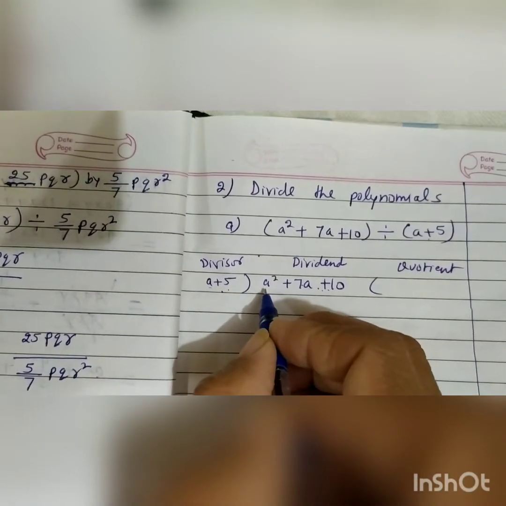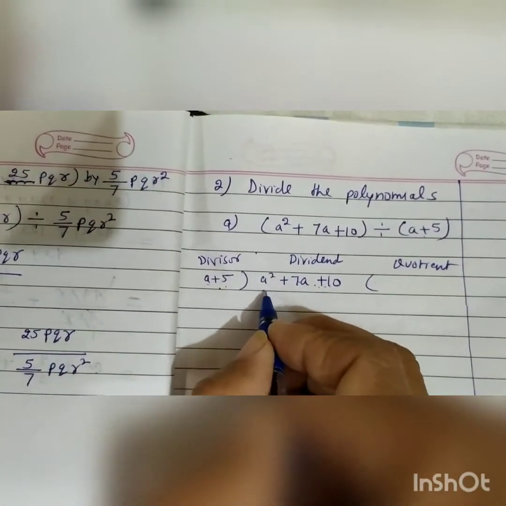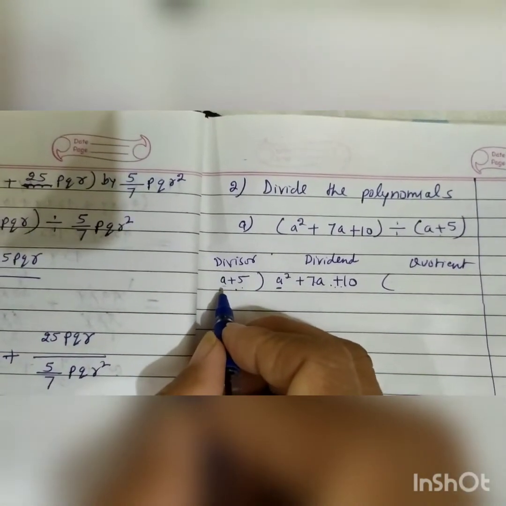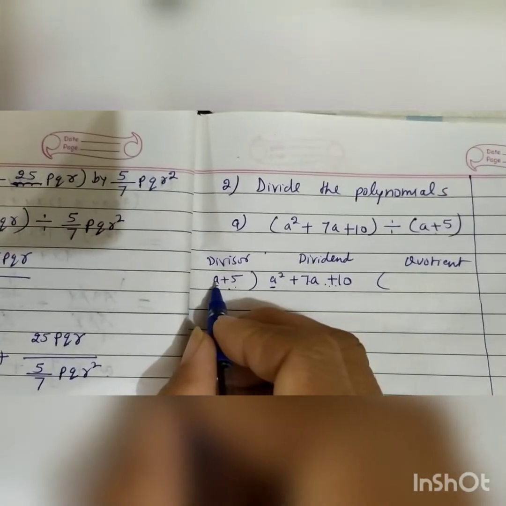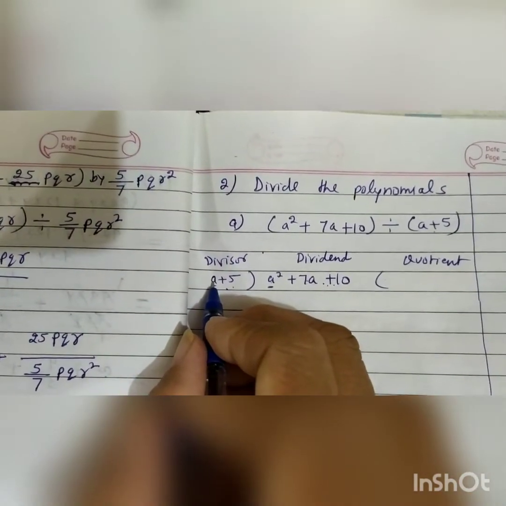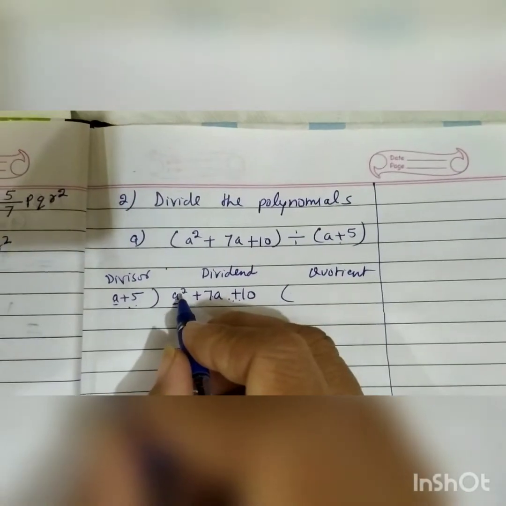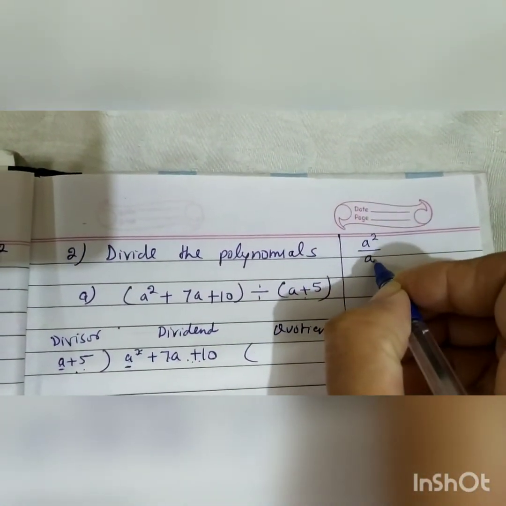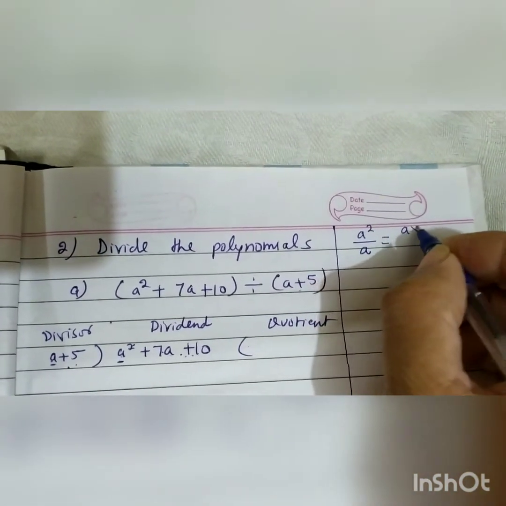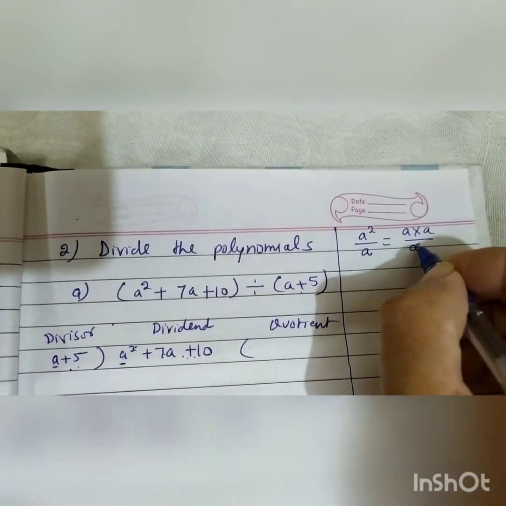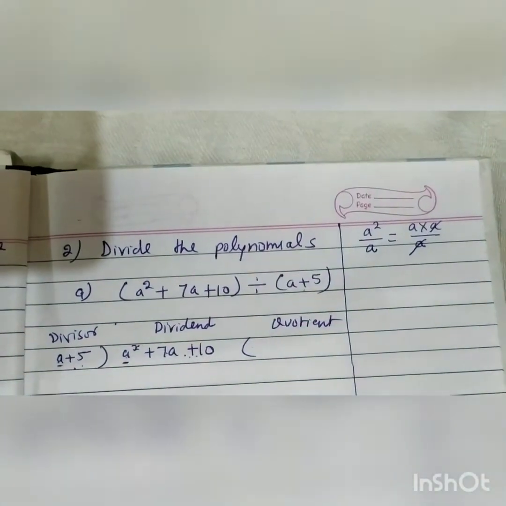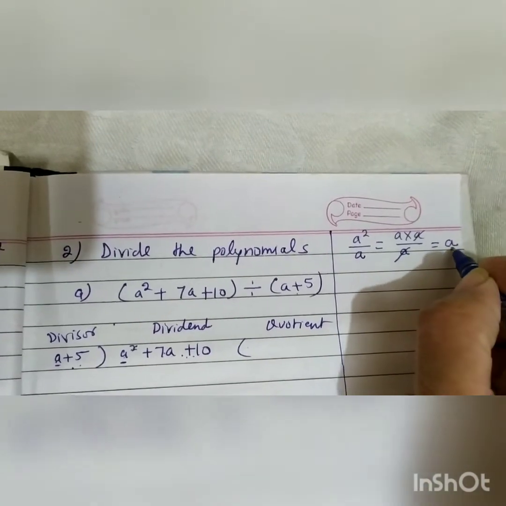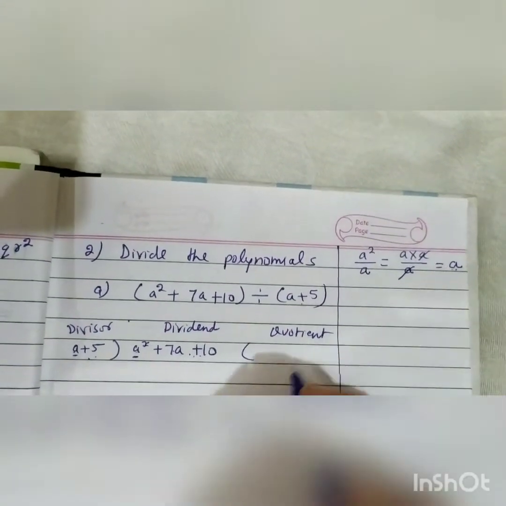We will take the first term of this dividend. The first term of this dividend is a square, and the first term of this divisor is a. We will divide these two terms. How? We have to divide this a square by this a. A square means a into a upon a. A cancels. What is the answer here? What is the quotient? A. We will write this a here.